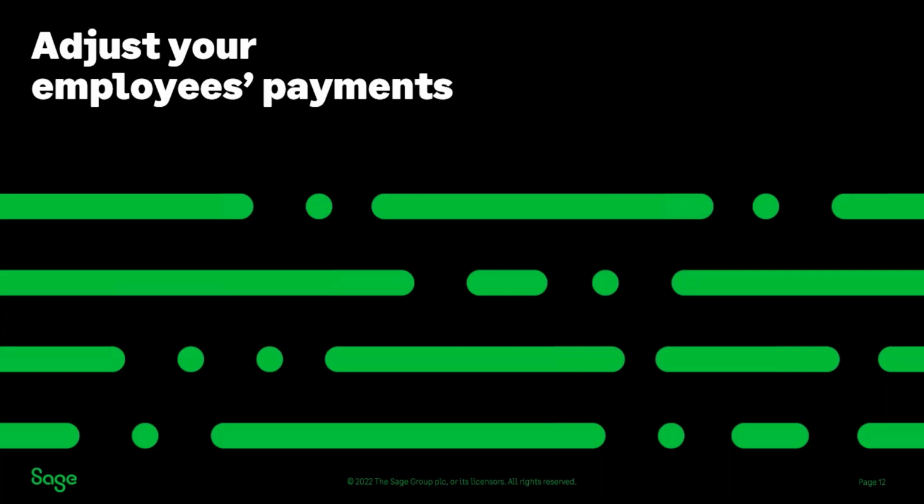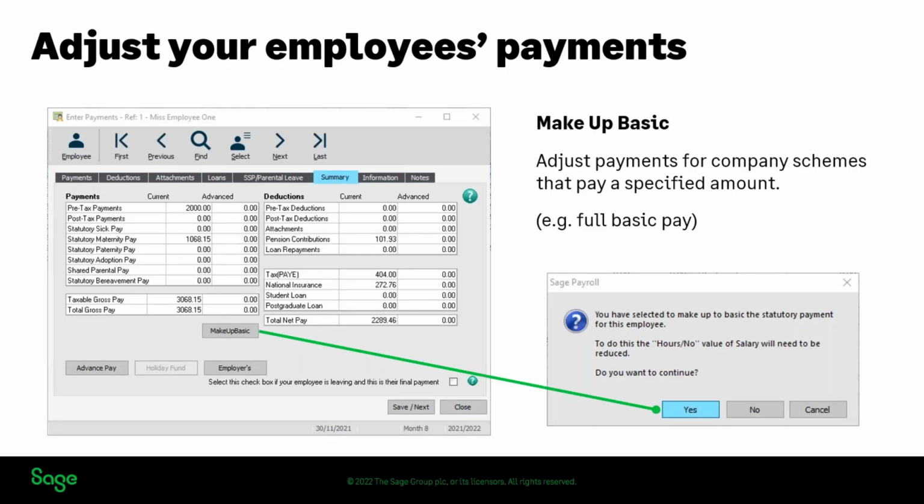But when it comes to adjusting the employee's payments, there are two ways you can do this. So there is an automatic option where you can make up to either the usual basic pay or to a specific amount of pay that you have entered on the payments tab. So there's a make up basic option that you can find in the summary tab, and that will do an automatic adjustment to the hours or number value for a selected payment so that the employee ends up being paid what they usually are paid.